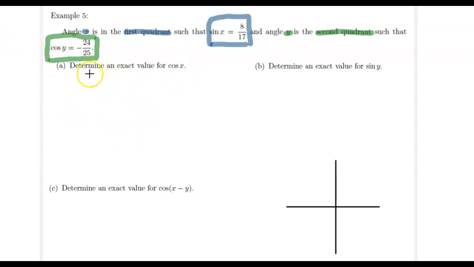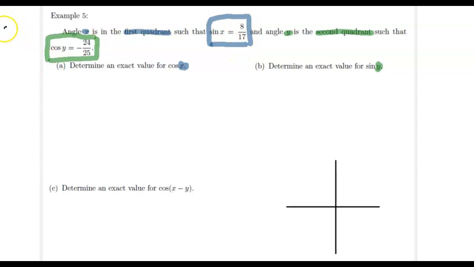When we've been asked to determine the exact value for cos of x, we are going to be talking about this information here. In part B, they asked us to determine the exact value for sine of y, so we would only be dealing with this green piece here. So let's take a look at A. Determine an exact value for cos of x. They told us that sine of x is equal to 8 over 17.